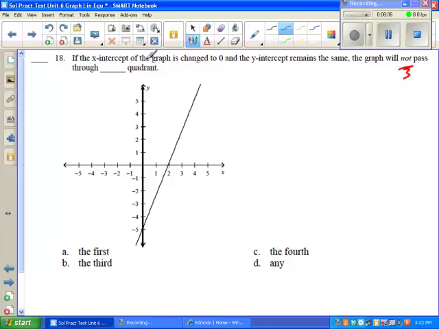So the x-intercept of the graph is going to change to 0. Right here is where it's at now. So we need to move it there. The y-intercept remains the same, so we're not going to change that. So here's going to be our 2 points. So really what's going to happen is on this line, we're going to take it and move it over right there. So now it has those 2 points in common. So which quadrant does it not go through? A. And they're right. Doesn't go through any of them.